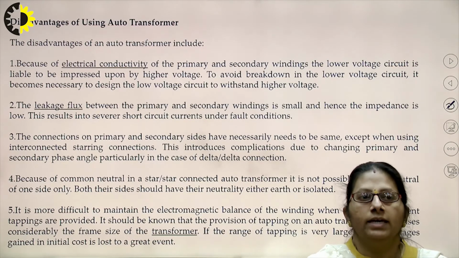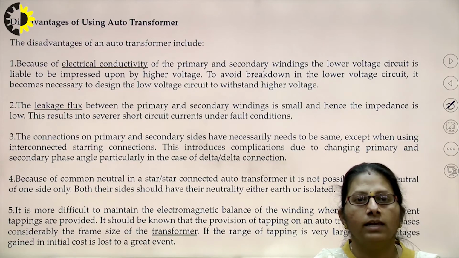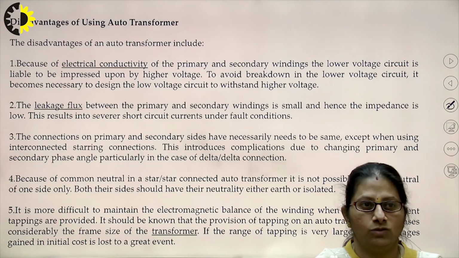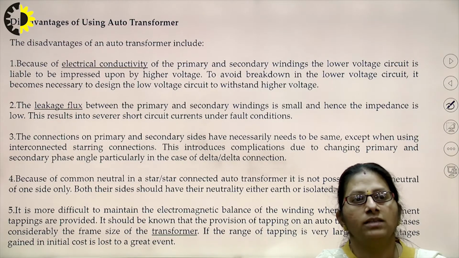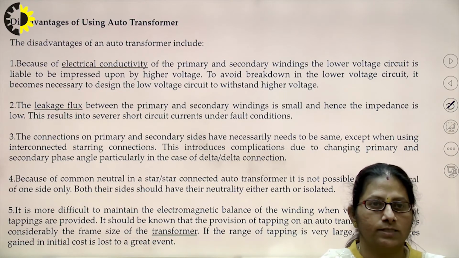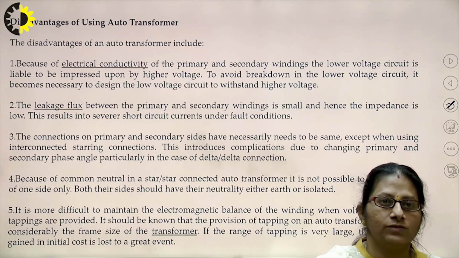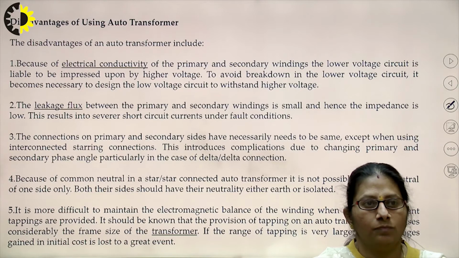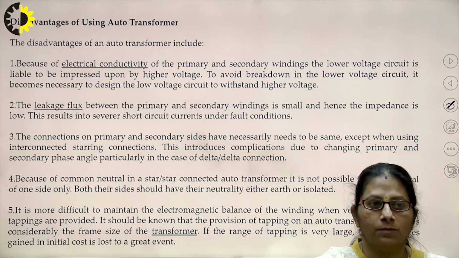The third point: the connections on the primary side and the secondary side necessarily need to be the same, except when using the interconnected starting connections. This introduces complications due to the changing primary and secondary phase angle, particularly in the case of delta-delta connections, right? Because of the common neutral in the star-star connected auto transformer, it is not possible to earth the neutral of one side only. Both sides should have their neutrals either earthed or isolated, right?